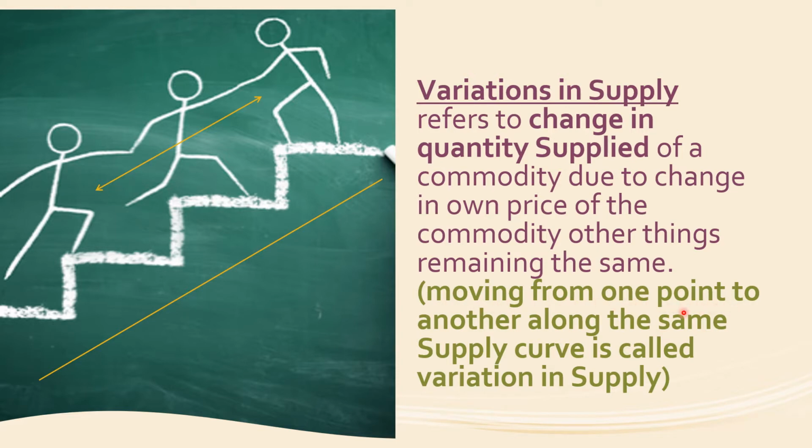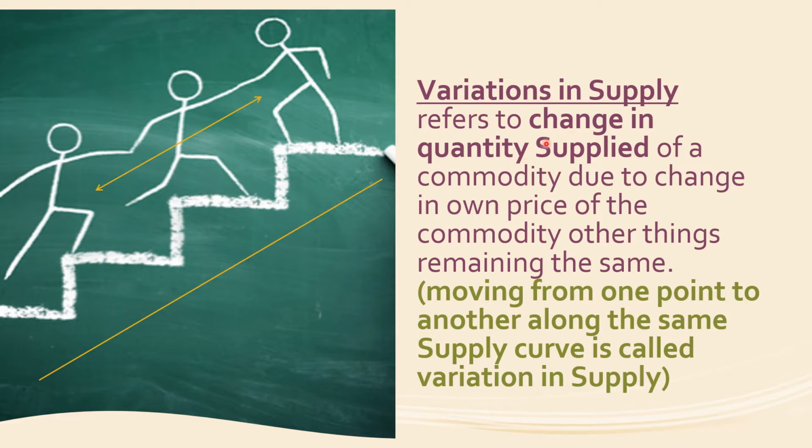Moving from one point to another along the same supply curve is called variation in supply. I've put up the same slide which we have taken in the topic while we were studying variations in demand, because I want you to understand that in variations we are moving along the same curve. It may be the demand curve or in this case the supply curve. As you can see, I've shown you the direction. It is upward moving from left to right. So in variations we will be moving along the supply curve.